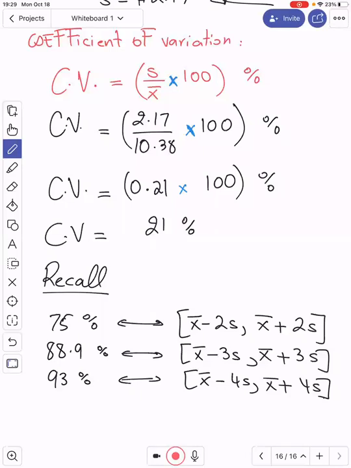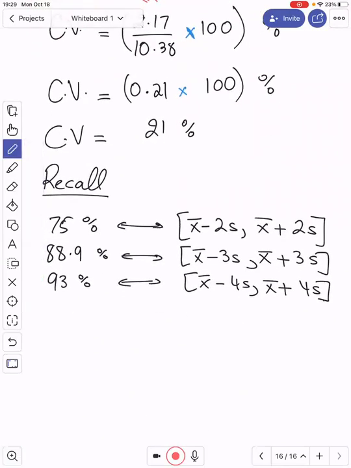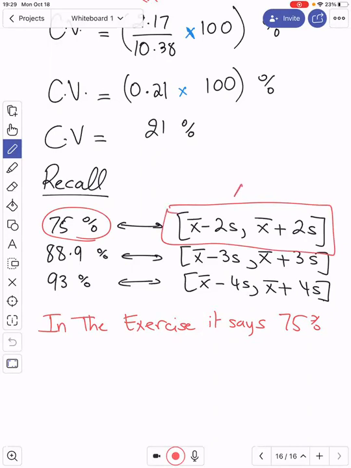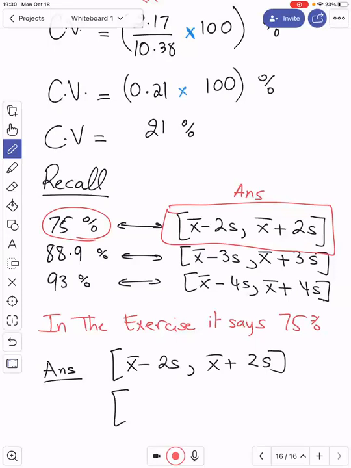So yeah, guys, let me just find again my review sheet. So it says we need to use the Chebyshev's theorem to find the smallest interval centered on the mean in which we can expect at least 75% of the meal receipts to fall. In our exercise, it says 75%, so we need to use this interval. But of course, you need to plug your X bar and S into the interval. So our Chebyshev's interval would be X bar minus 2S, X bar plus 2S.